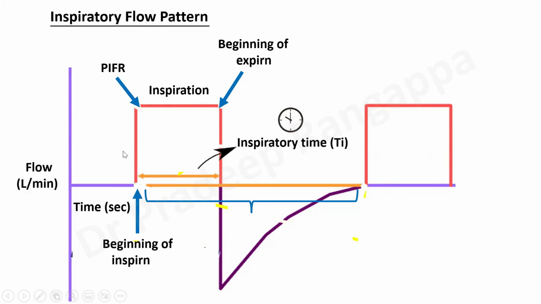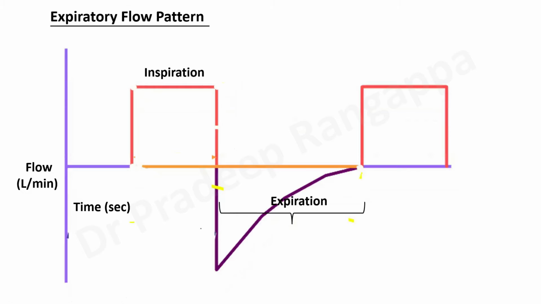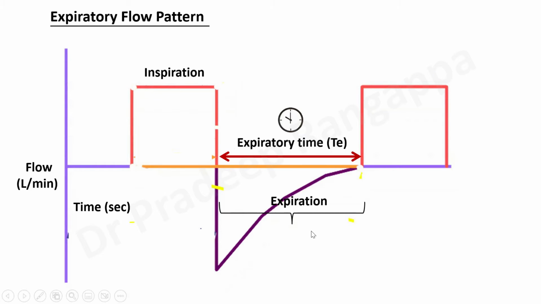And this whole time taken from the beginning of inspiration to the beginning of expiration is the inspiratory time, TI, what we call. And the bottom one, what you see, is the expiration. As you see, inspiration is an active process, expiration is a passive process. And the whole time from the beginning of inspiration until the end of expiration is the total cycle time. So these are the components of the inspiratory flow pattern. Then there's something called the expiratory flow pattern. As you see, the expiratory flow pattern is what we described, and the time taken from the end of inspiration to the end of expiration is the expiratory time.